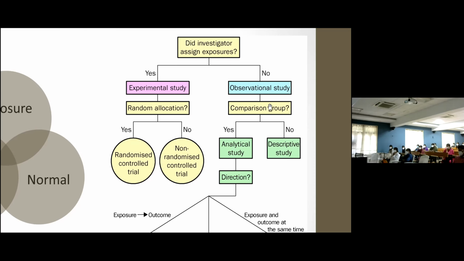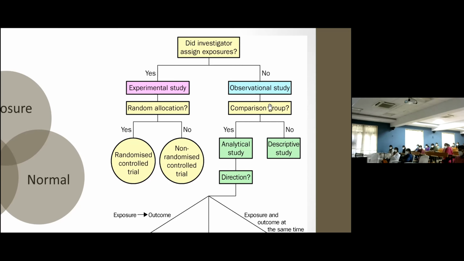In the experimental, can a random allocation be done? If you can randomly allocate, then this is a randomized control trial. Non-randomized control we also have to do. Supposing I wanted to compare two interventions, let's say surgery versus medicine, then instead of a randomized trial, I may even go for a sort of non-randomized design. So it depends on the question what we choose.